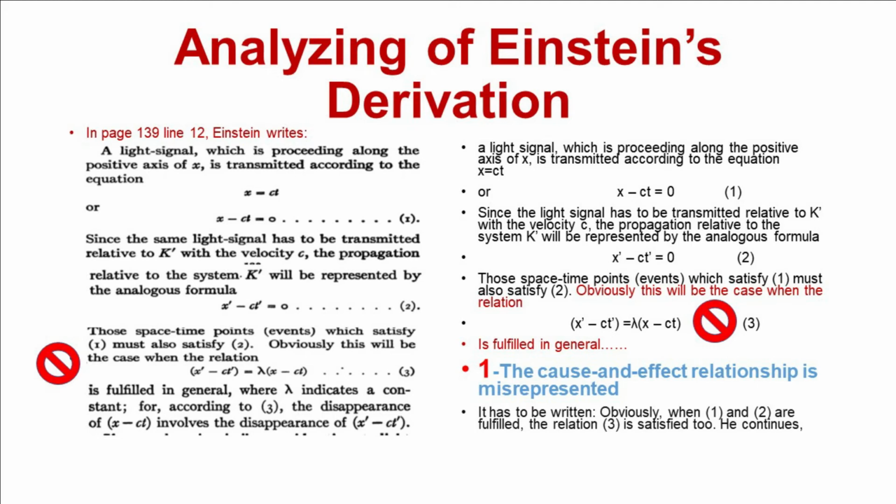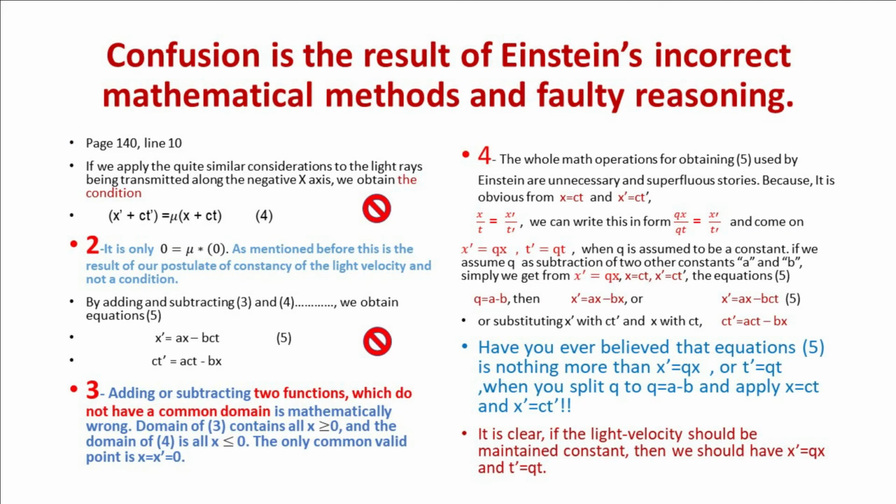1. The cause and effect relationship is misrepresented. It has to be written, obviously, when 1 and 2 are fulfilled, the relation 3 is satisfied too. Confusion is the result of Einstein's incorrect mathematical methods and faulty reasoning. Page 140.